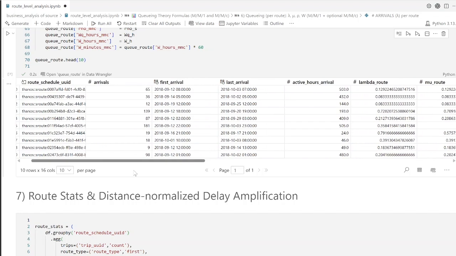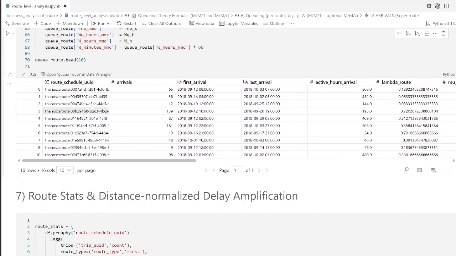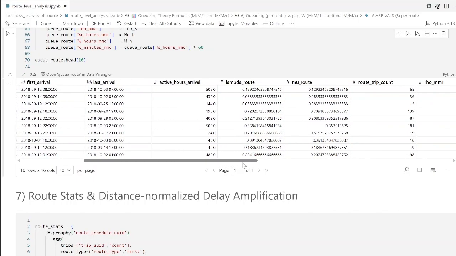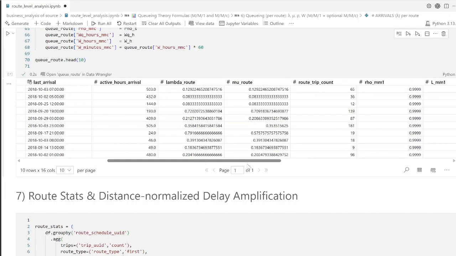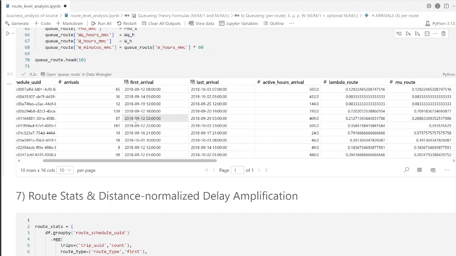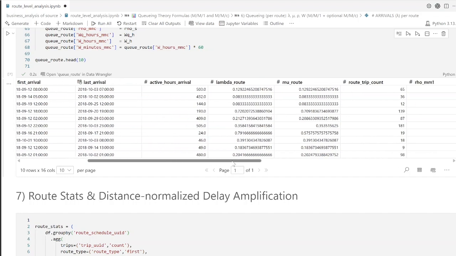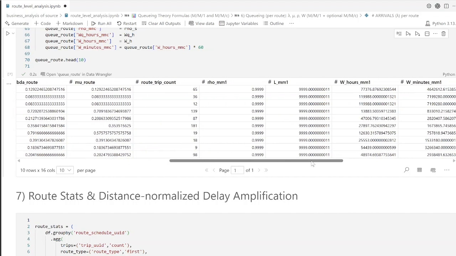So for a given route, this is the number of traffic on the route. This is the first arrival. This is the last arrival, and this is active hours per arrival, and this is lambda, basically the arrival rate. Mu is the servicing rate, and trip count is again the traffic congestion on that route.